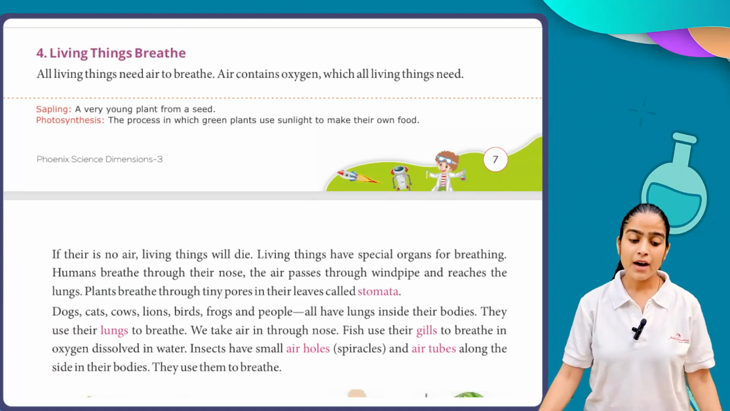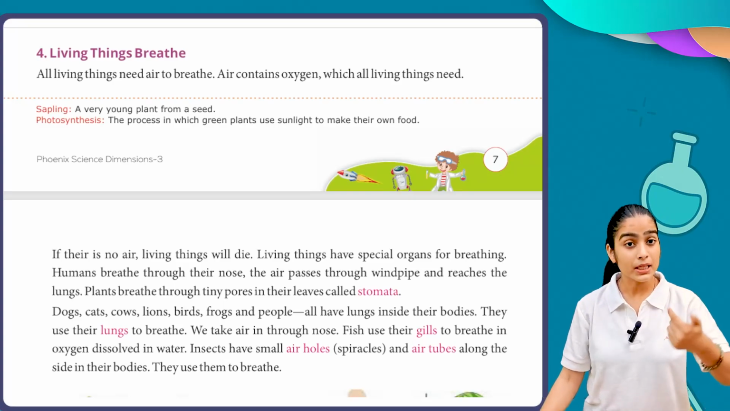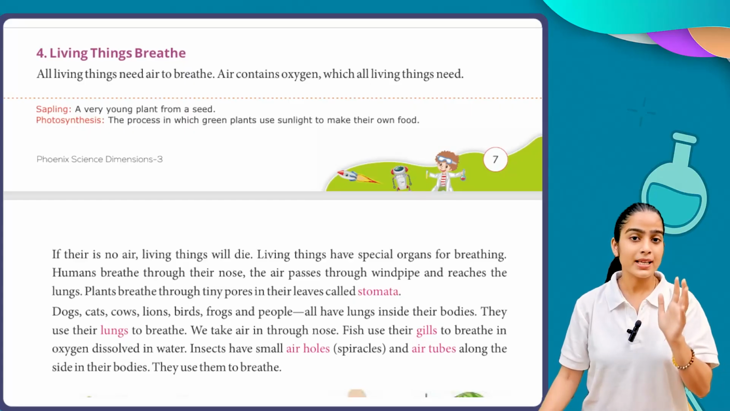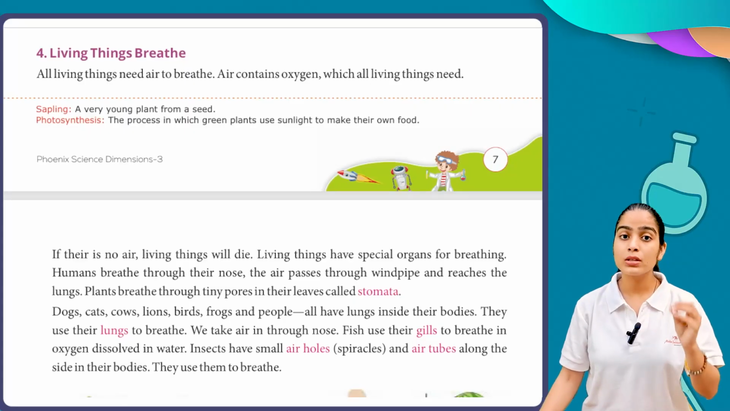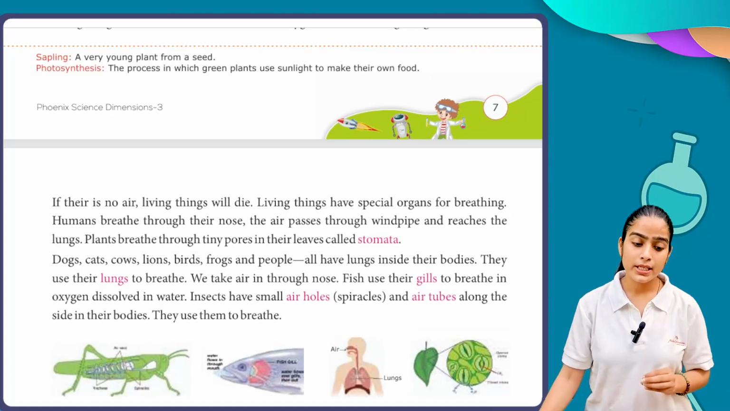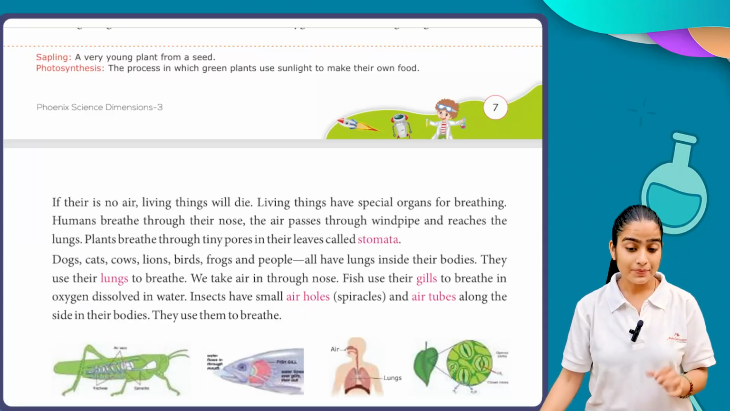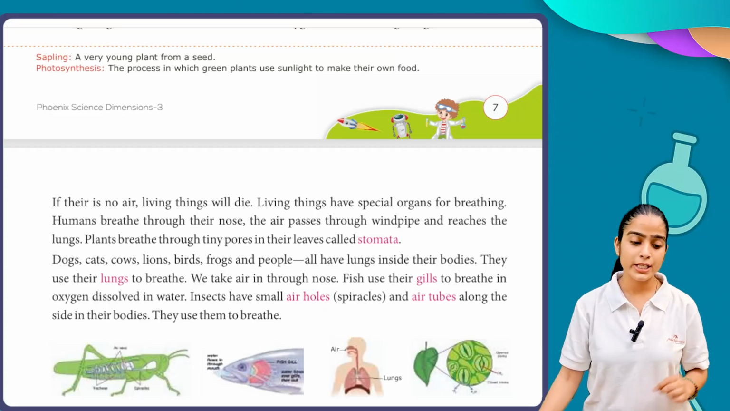So next we have living things breathe. As we already discussed, right now you and me, all of us breathe in and breathe out without considering it. So all living things need air to breathe. Air contains oxygen, which all living things need. If there is no air, living things will die. Living things have special organs for breathing.